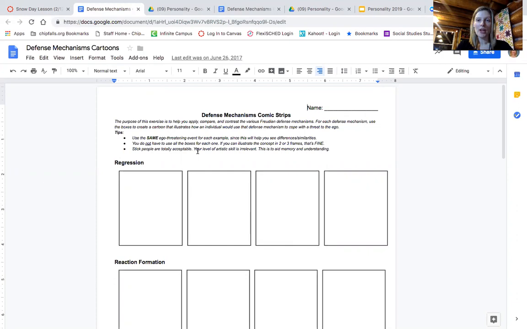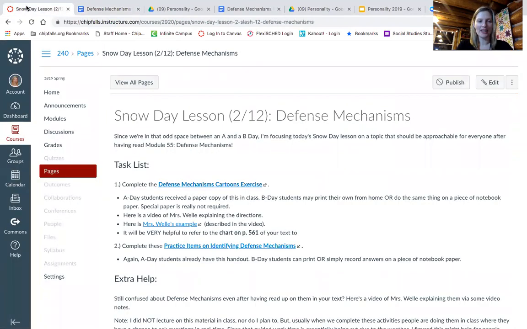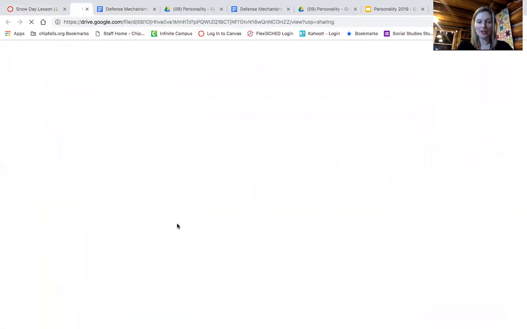And in order to do the exercise, what you want to do is pick some sort of ego-threatening event that would require activation of someone's defense mechanism. So someone's going to be confronted with a reality that might be kind of threatening to their sense of self or their sense of competence. So I'm going to show you an example that I have linked up here for you in Canvas.